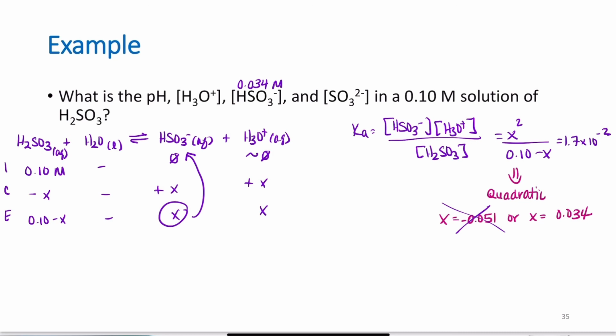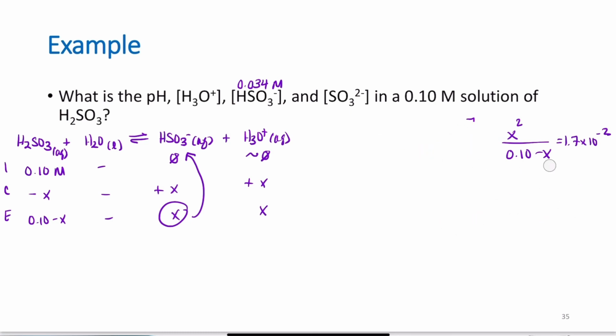Let's continue on. Need to erase to make some space. Or at least that's the concentration of HSO3 minus right now, and I need to record that value because it is currently equal to the value of H3O plus as well. So I guess the better place to write it is down here. 0.034 molar, 0.034 molar.